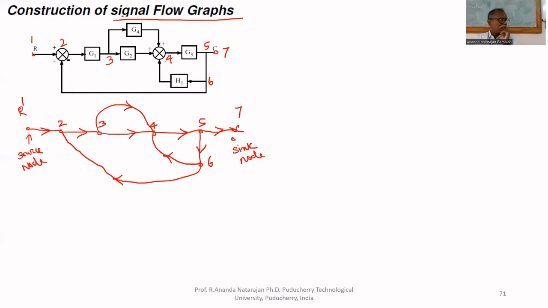In the signal flow graph representation, each link will have a gain. For example, this may be G1 between node 2 and 3. If no transfer function is there, for example between 5 and 6, the gain is unity. So these we have to mark. 1 to 2, no transfer function, gain 1.